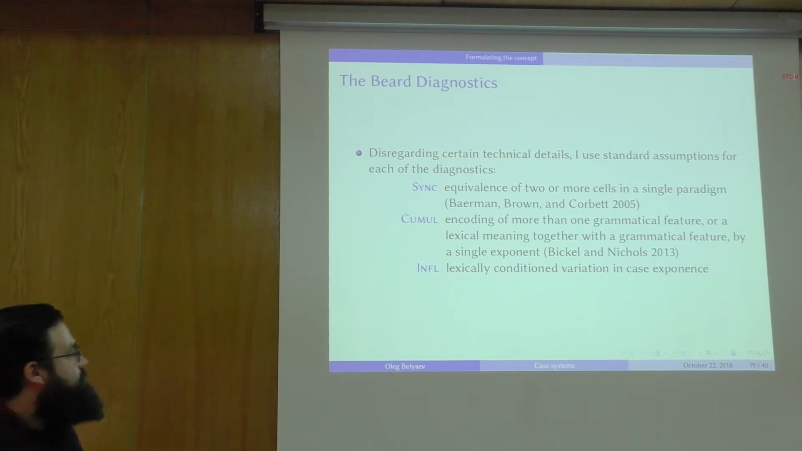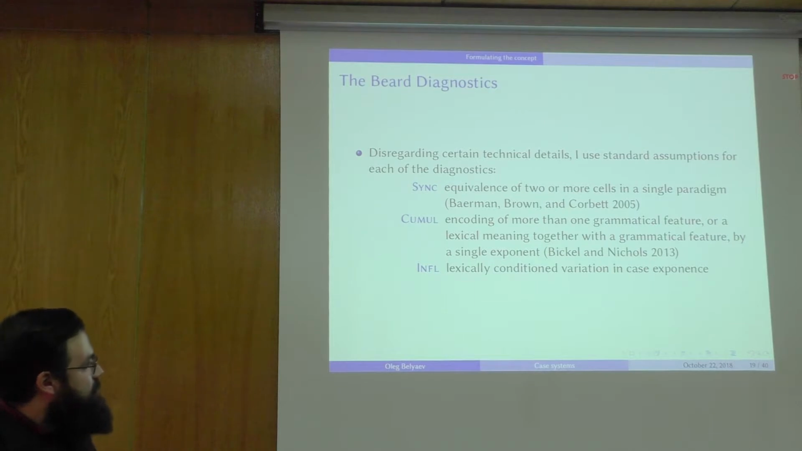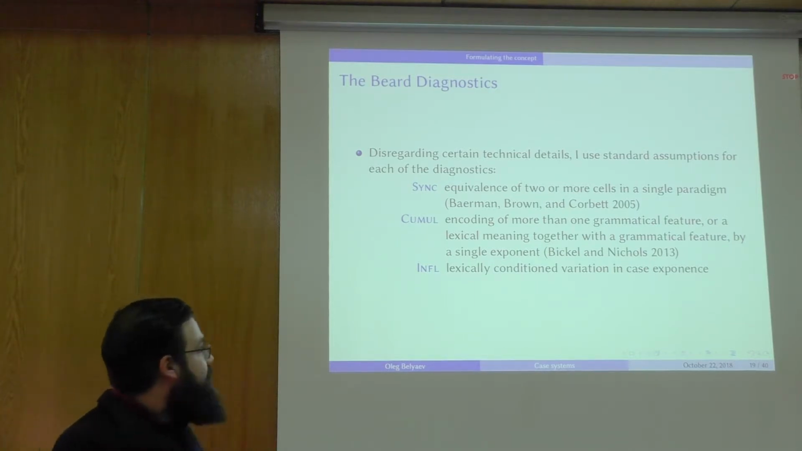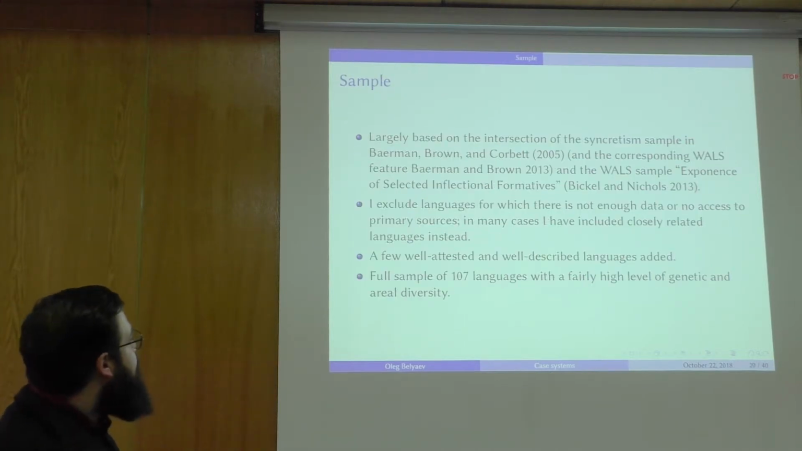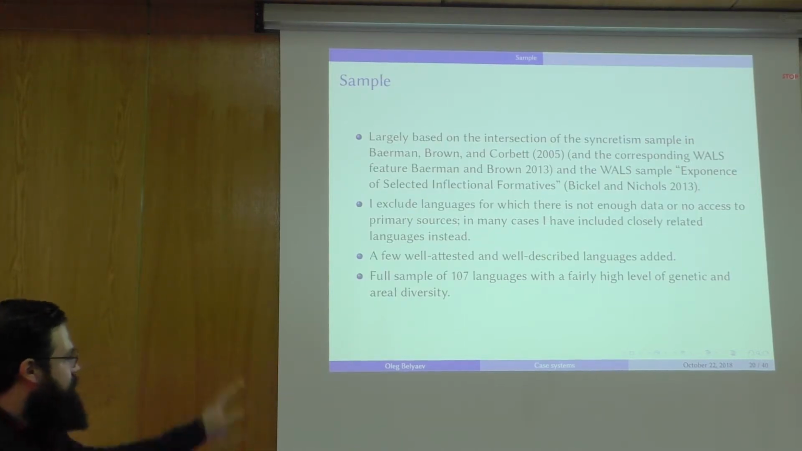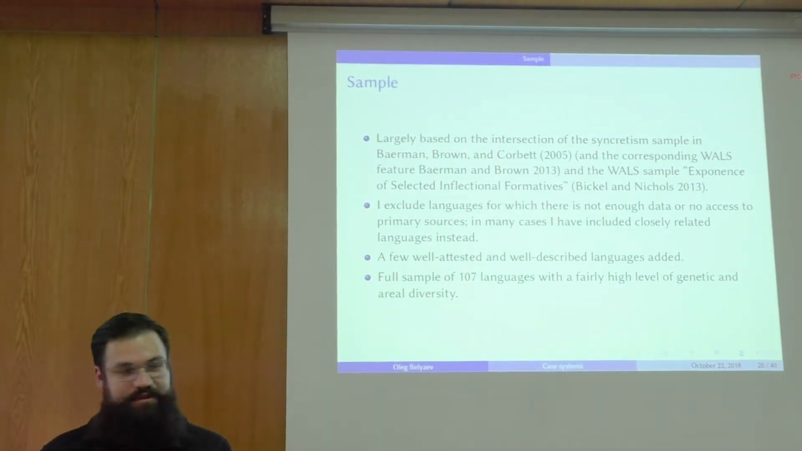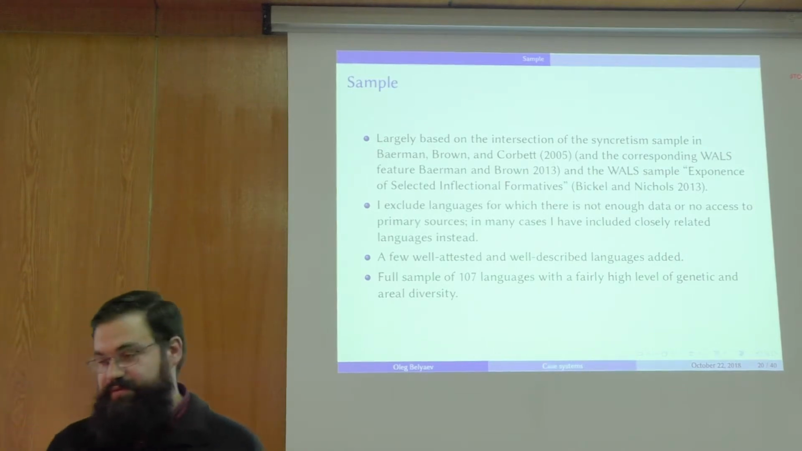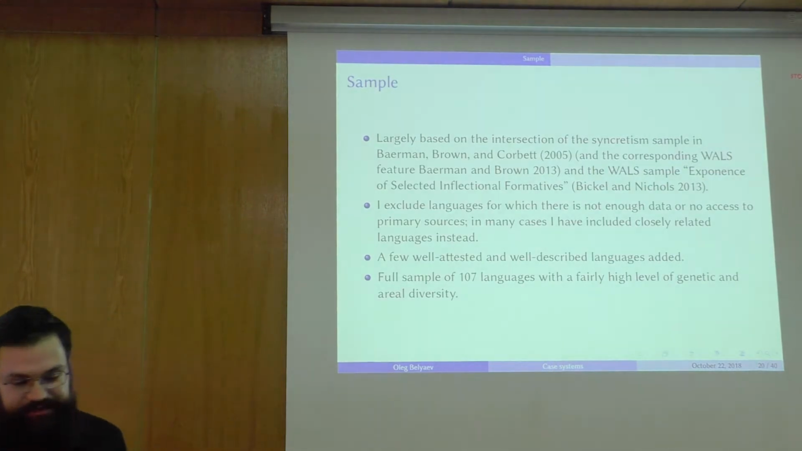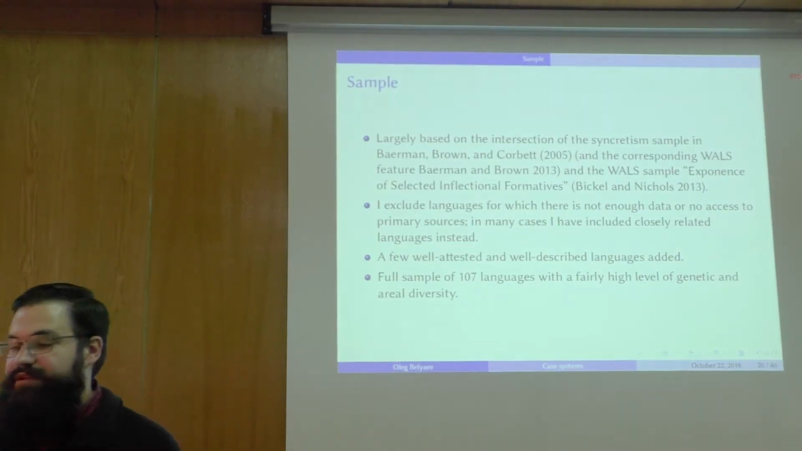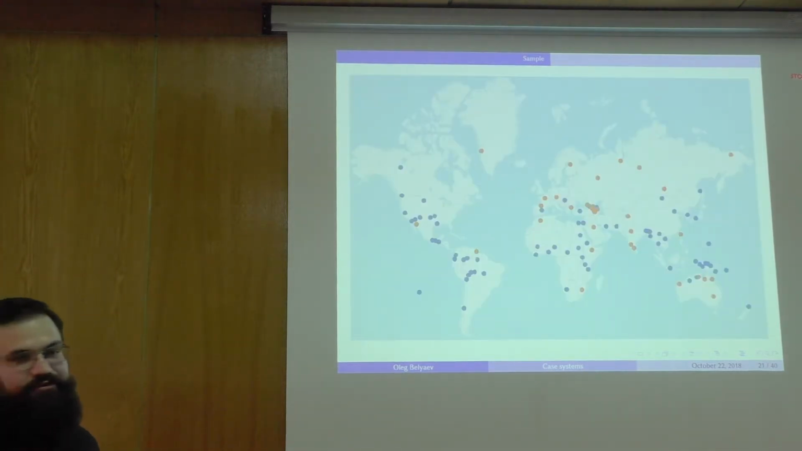For syncretism, I look at the paradigm. If I see the equivalence of terminal cells in a single paradigm, I classify the language as having syncretism; for cumulation, expression of more than one grammatical feature; and for inflection, lexically conditioned variation in case exponents. The sample has 107 languages with a fairly high level of genetic and areal diversity, although probably not the most balanced of samples, because it has certain limitations. Even such simple things are not always clear from grammars, and there are not always facts on coordination available.